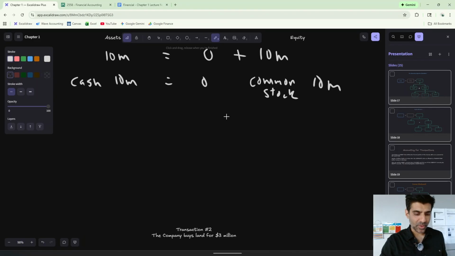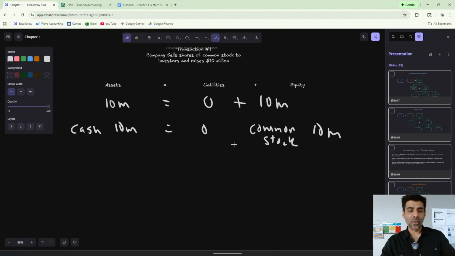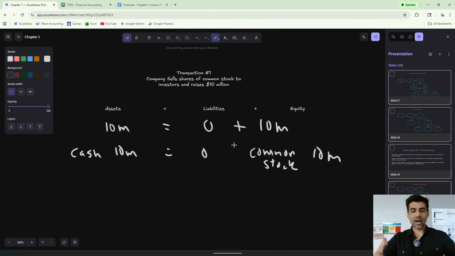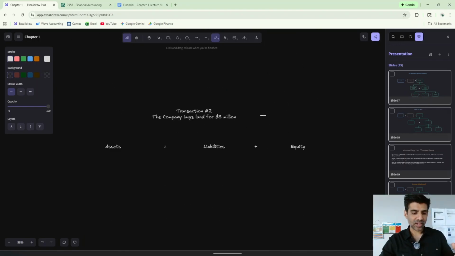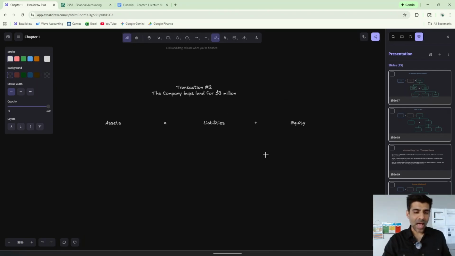Okay, so now let's go to the next transaction. This is going to carry forward. This is our current balance of the company. Now the next transaction happens. The company buys land for 3 million. So has anything happened on the right side of the equation? Has anything affected our liabilities or equity?